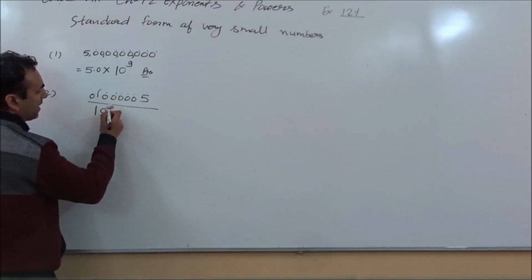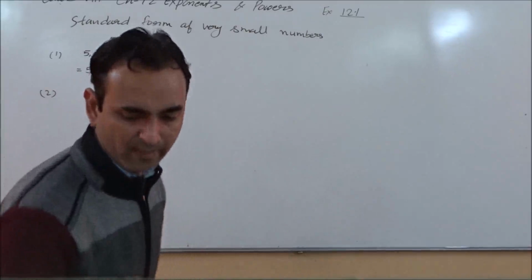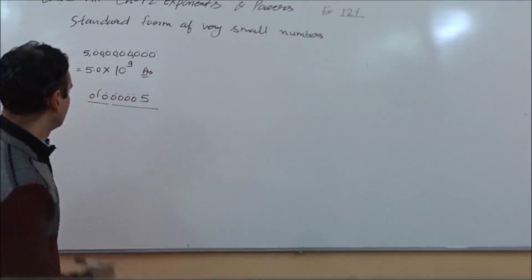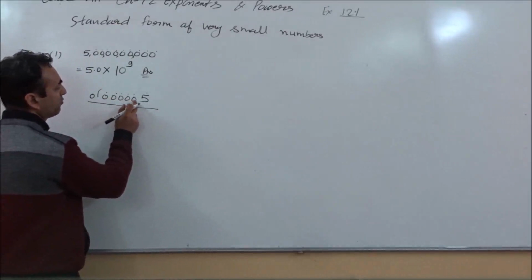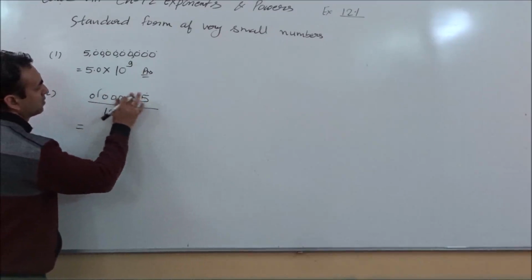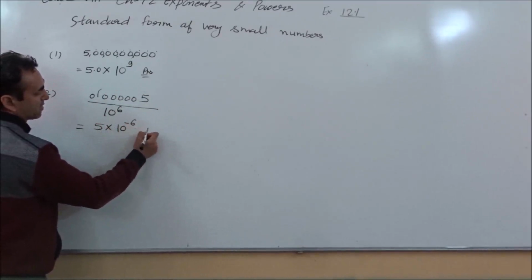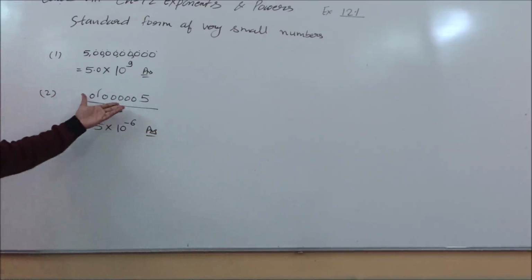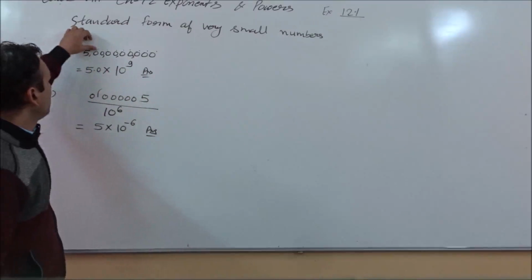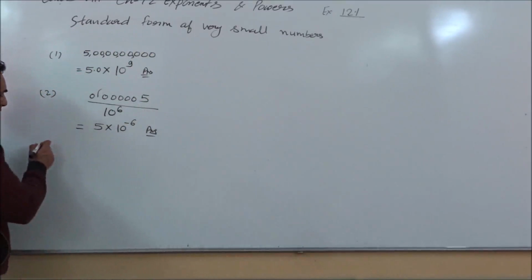Or you can write 10 into 10, but this time we will not write that in this chapter, because in this chapter we are making calculation easy, not difficult. So how many tens here? 1, 2, 3, 4, 5, 6, so 10 raised to the power 6. So this number becomes 5 into 10 raised to the power minus 6. If the number is very small, then there will be a negative exponent. If the number is very big, then there will be a positive exponent, right? Yes, right. So let's see one more question.